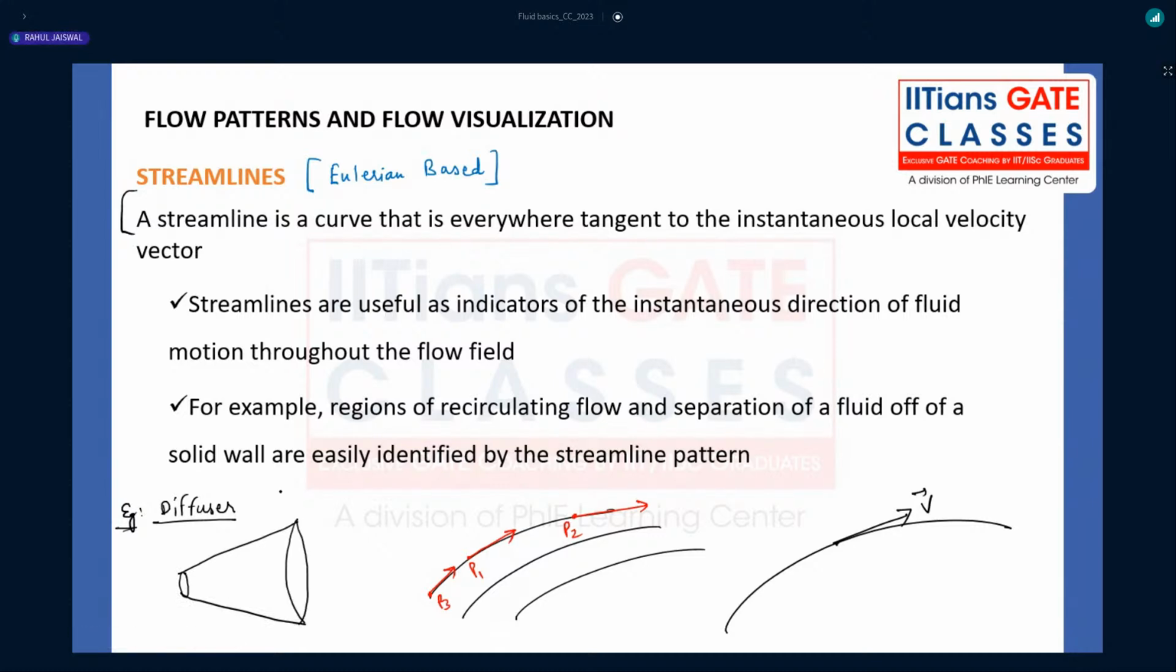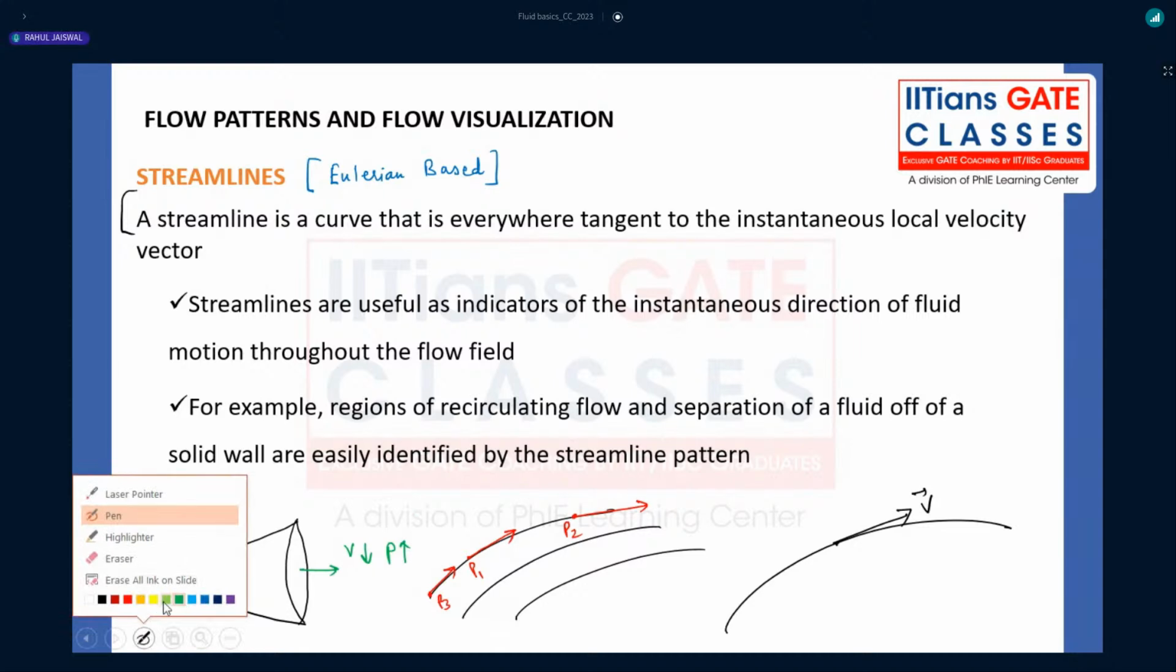Anyone know the purpose of a diffuser? It is used in engines, right? Tell me, guys. Whenever the flow is happening through this diffuser, what is happening? The velocity will be decreasing and the pressure will be what? Increasing. Correct? Yes or no?